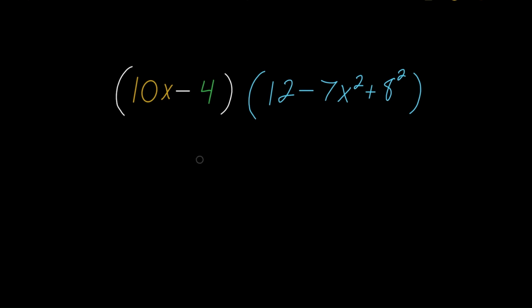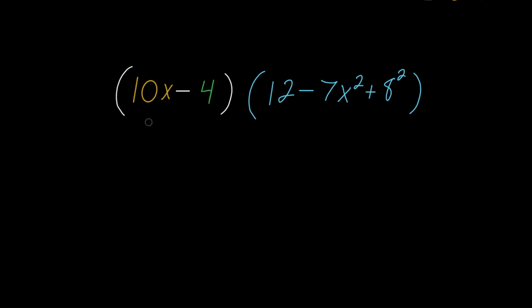And what that is, we're going to distribute this 10x with that 12, this 10x with that negative 7x squared, and this 10x with that 8 squared. And then once we've got that, we're going to multiply this negative 4 by that 12, that negative 4 by that negative 7x squared, and then that negative 4 by that 8 squared. So let's go ahead and start. And we could literally just cross multiply and then write down our answer.